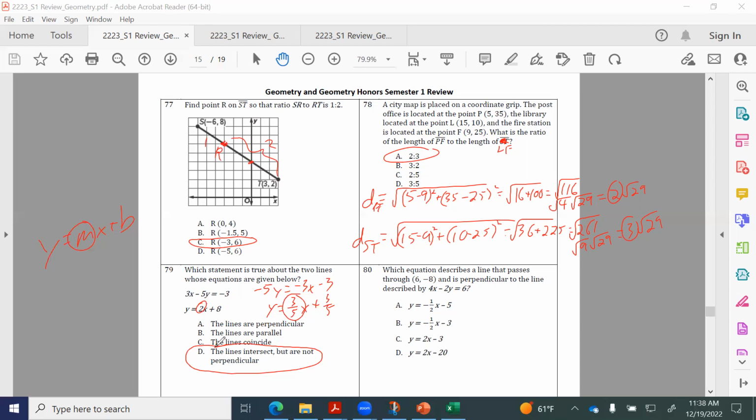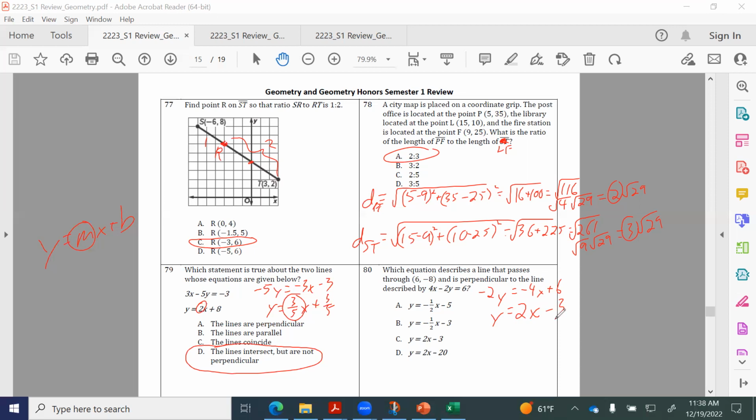On 80, which equation describes the line that passes through that point and is perpendicular to the line described by this one? Again, we have to find the slope. So get it in slope-intercept form. You get negative 2y equals negative 4x plus 6. Again, we subtracted the 4x and got it over. Divide by negative 2. That's going to be a positive 2x minus 3.